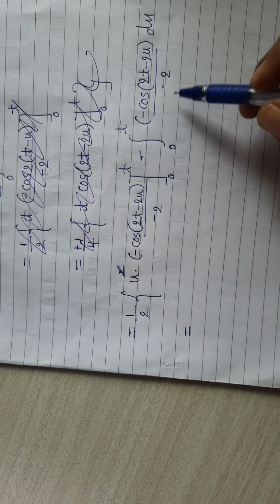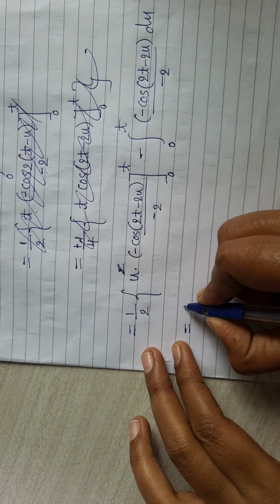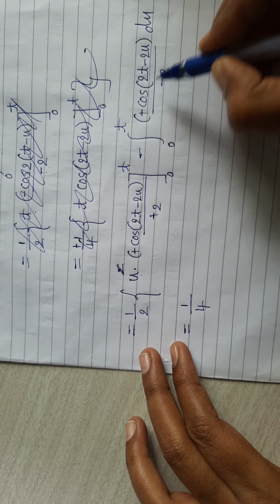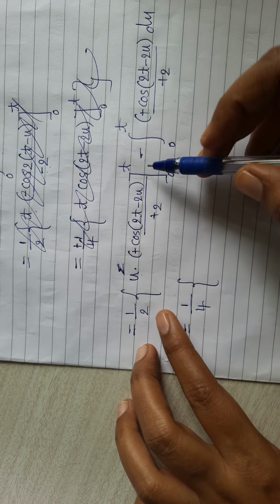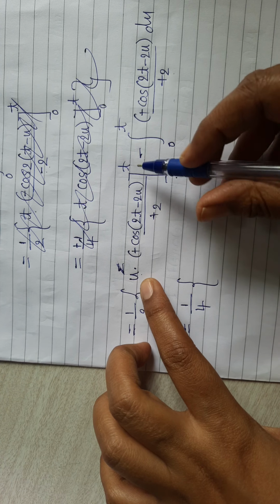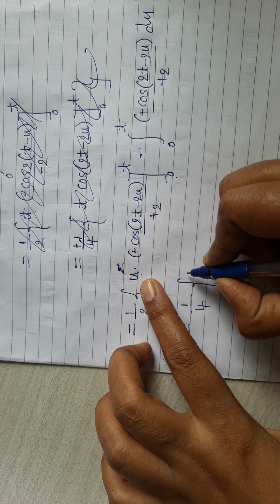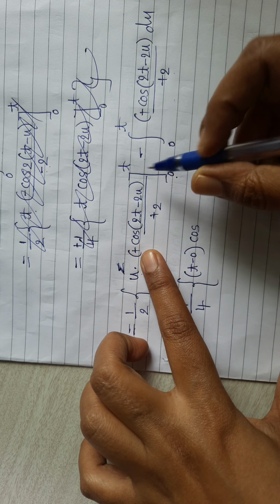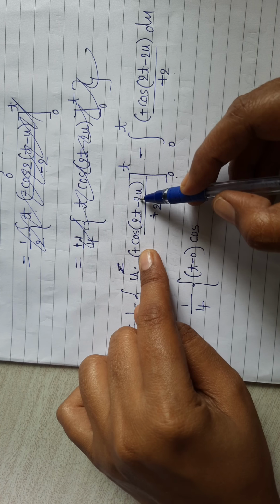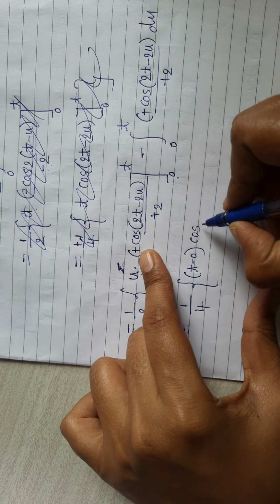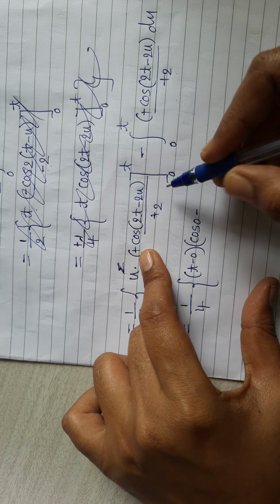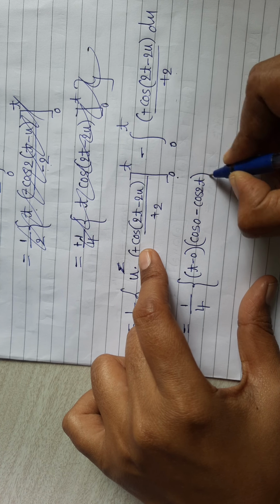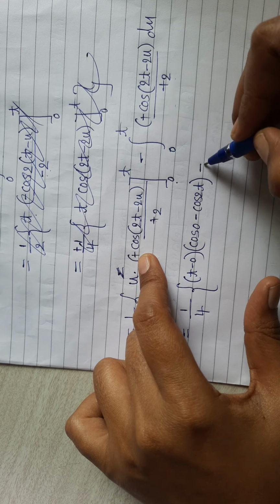In total you can take that denominator minus 2 outside. So we'll have 1 by 4, since these two minuses become plus. Then for the remaining terms, substitute the upper limit and lower limit. If you replace the upper limit, u becomes t, minus 0 into cos of 2t minus 2t, that is 0, and cos 0 is 1. So we'll have cos 0 minus, if you replace u by 0, we'll have cos 2t. Then this minus I have kept.